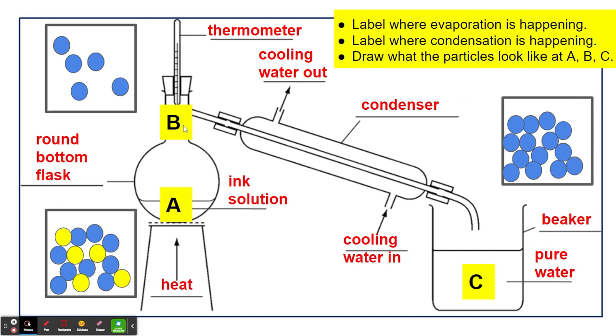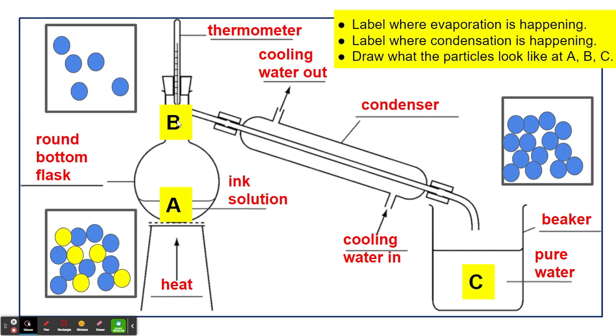Okay, so this is point A, this is point B, and this is point C. At point A, what you can see is we've got a liquid. It must be a liquid because all of the particles are touching, but they are randomly arranged. So that makes it a liquid. You can also see that we've got particles that are two different colours, and that means it's a mixture. In this case, we've got the ink and the water, the blue particles being the water particles, and the yellow particles being the ink particles.